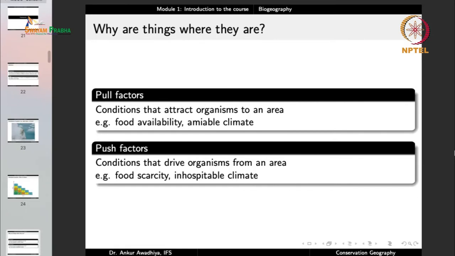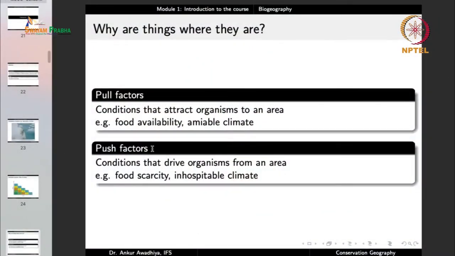And in this context, we can have a look at the pull factors and the push factors. Pull factors are those conditions that attract organisms towards them, such as availability of food or an amiable climate. Now, this amiable climate is dependent on the adaptations that the organisms have. Because the organisms have evolved in a particular milieu of climate, they will have those adaptations that make them best suited for that particular climate. And so that becomes the amiable climate for these different organisms.